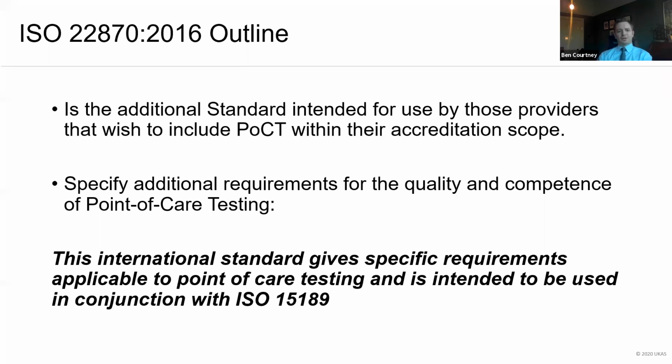So ISO 22870 is the additional standard intended for use by providers that wish to include point of care testing within their accredited scope. It sets specific additional requirements relating to the quality and competence of point of care testing. The international standard gives specific requirements applicable to point of care testing and is intended to be used in conjunction with 15189. That summarizes the points. So you're accredited to 15189, and 22870 gives additional requirements for you as a point of care testing provider.